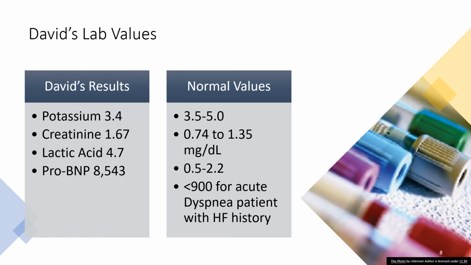His lactic acid levels were elevated, and they checked the liver function test. Sometimes heart failure can have an effect on the liver. David's potassium was a little bit low. Normal is 3.5 to 5. His was 3.4. This is likely due to his use of diuretics at home.